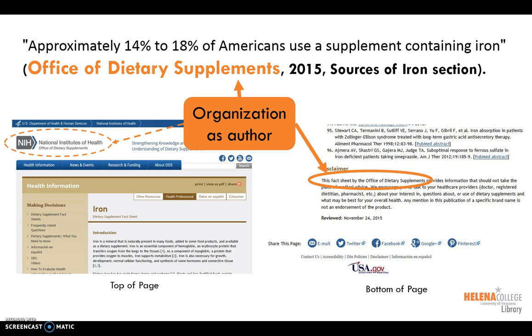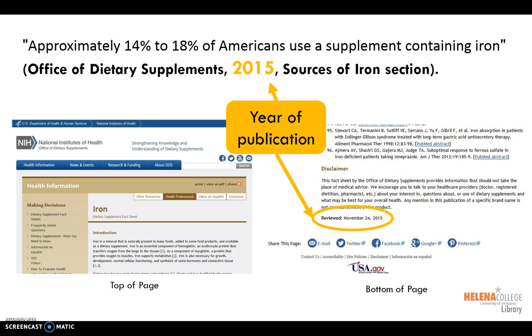The first part of the in-text citation is the author's last name. Look carefully near the top or bottom of the content for any indication of who wrote the content on the page. If you cannot find the name of an individual, look for the name of an organization taking credit for the information. Here we can see at the bottom of the page the name of the organization responsible for the content is the Office of Dietary Supplements.